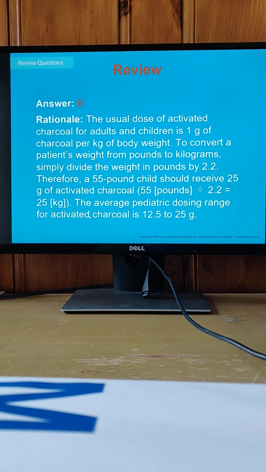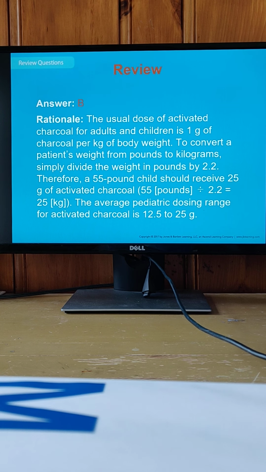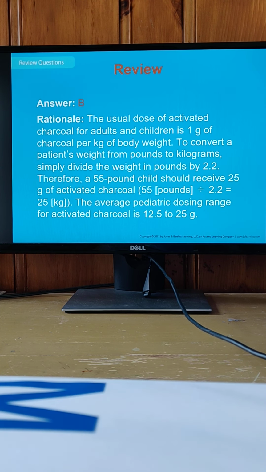Yep. The usual dose of activated charcoal for adults and children is 1 gram of charcoal per kilogram of body weight. To convert a patient's weight from pounds to kilograms, simply divide the weight in pounds by 2.2. Oh, I'm not going to confuse you guys with that. Okay?